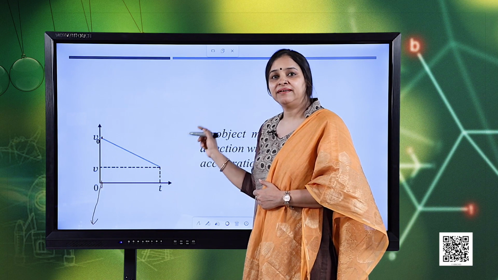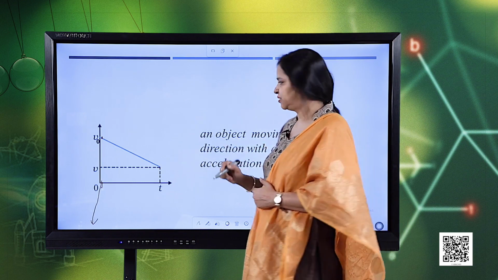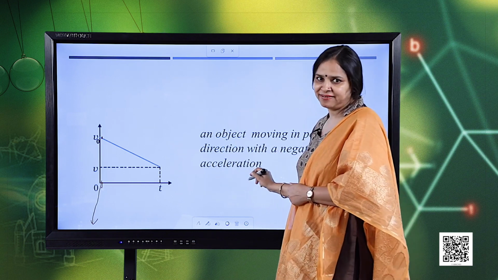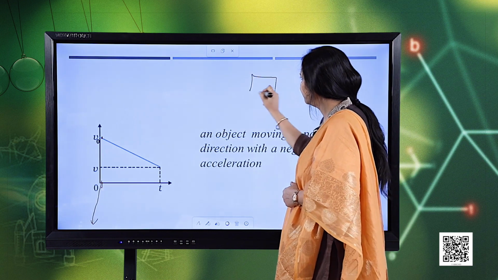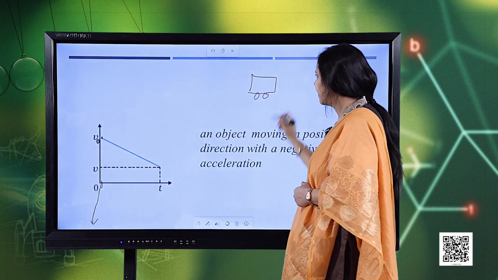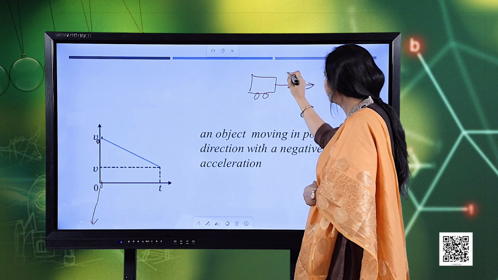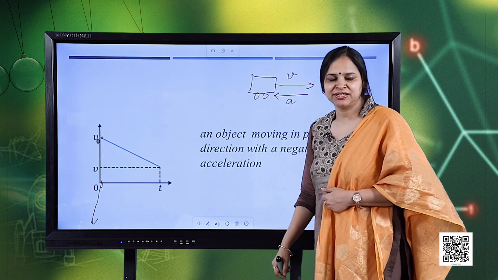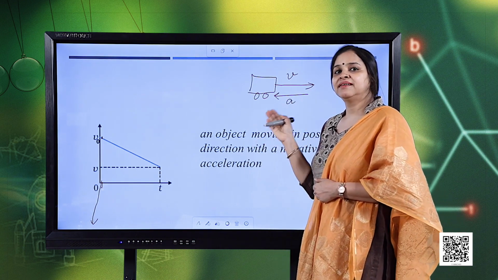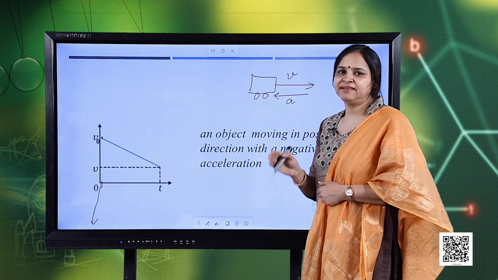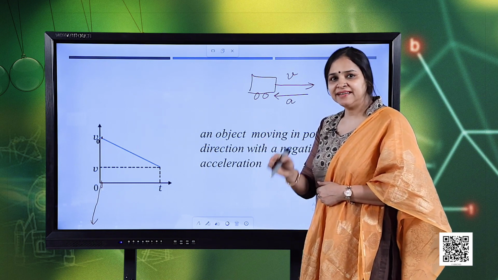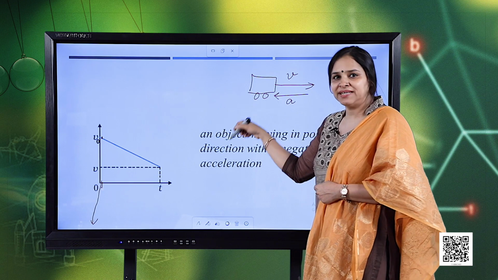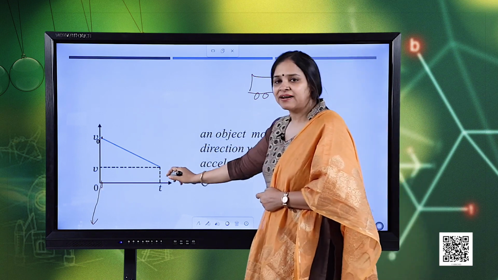So, what does it represent? It represents that the acceleration is in the negative direction. So, an object moving in positive direction with a negative acceleration. How will we consider this situation? The vehicle is moving in the positive direction, but since the acceleration is in the negative direction, it is creating a decrease in speed. It is decreasing the speed of the vehicle because the acceleration is in the opposite direction of the motion, which is very clear in the graph also.